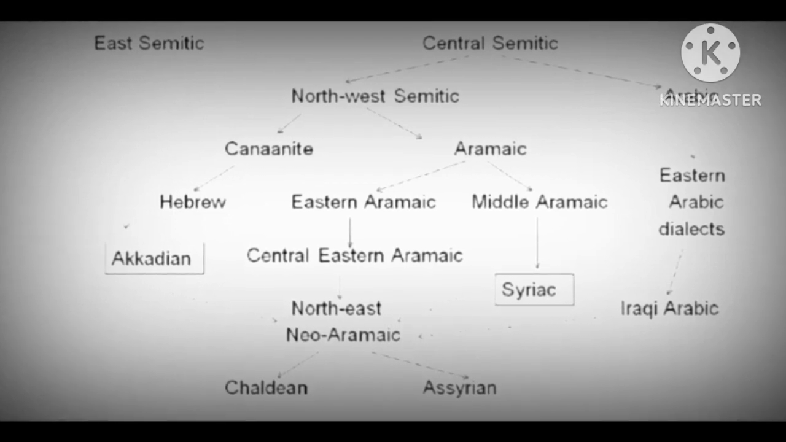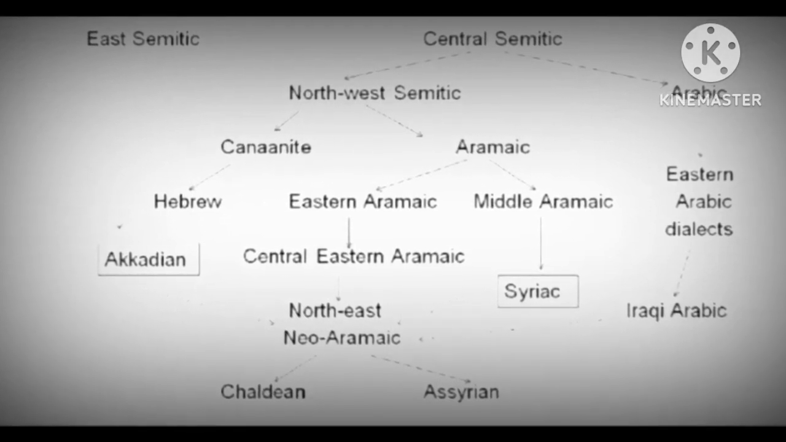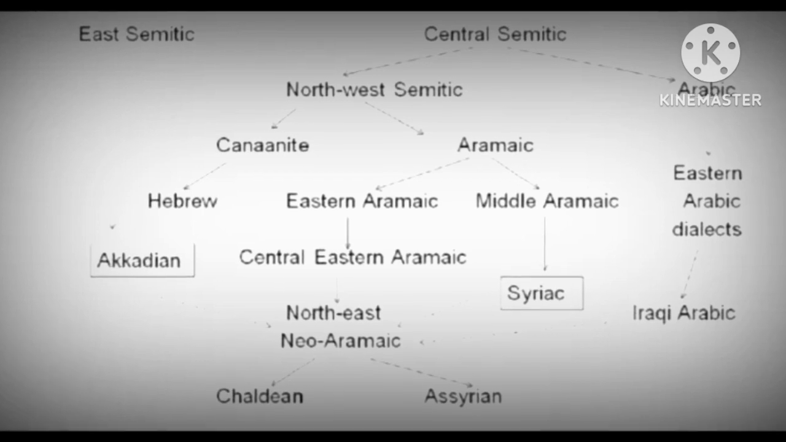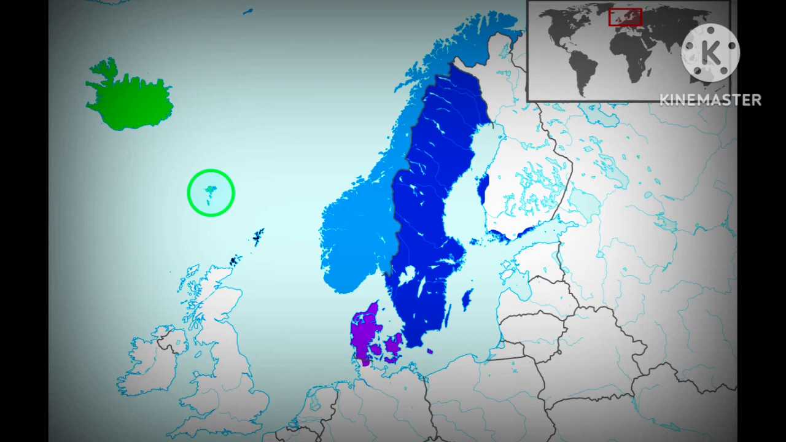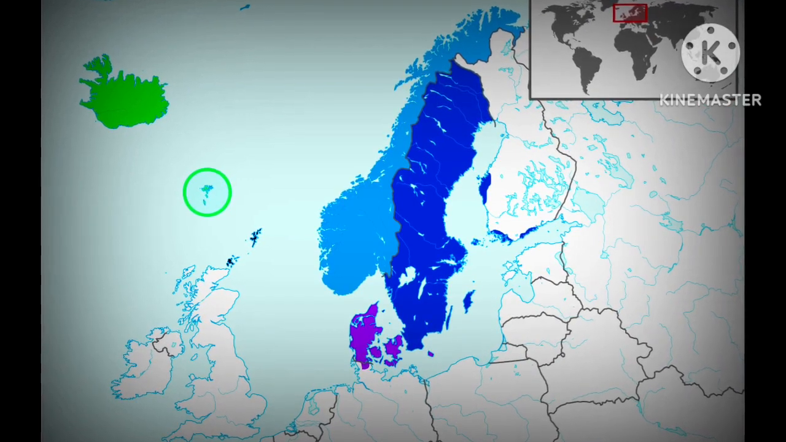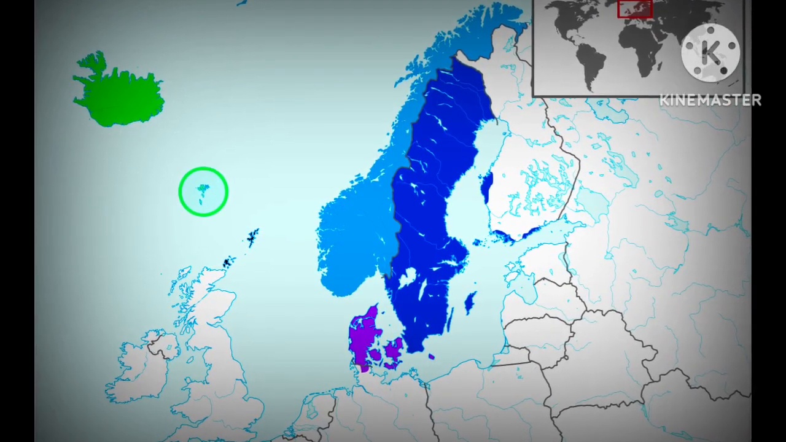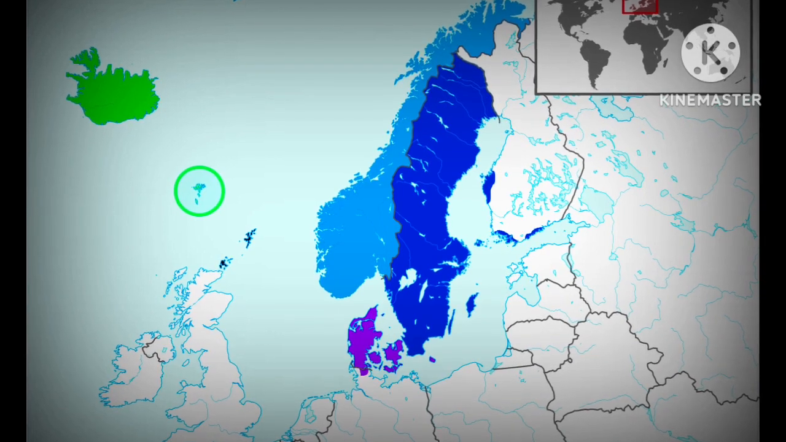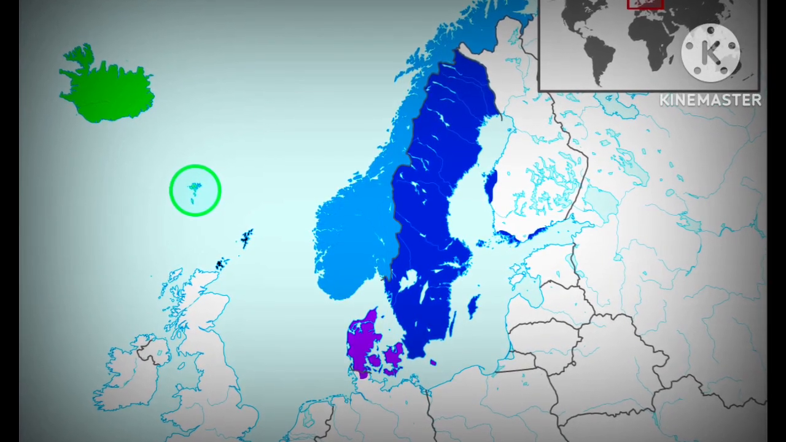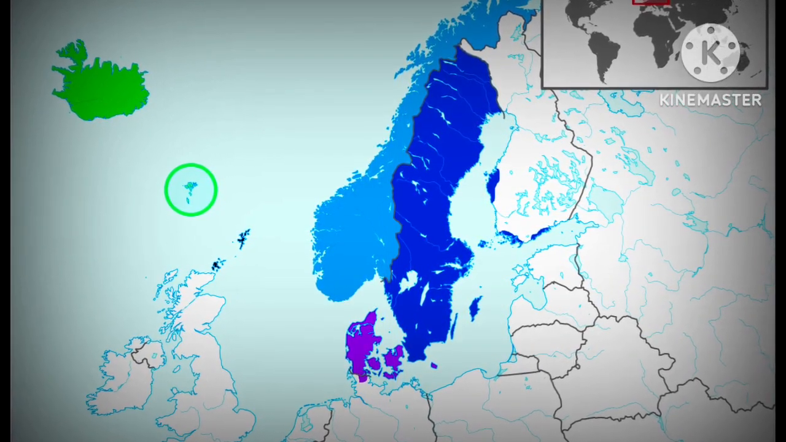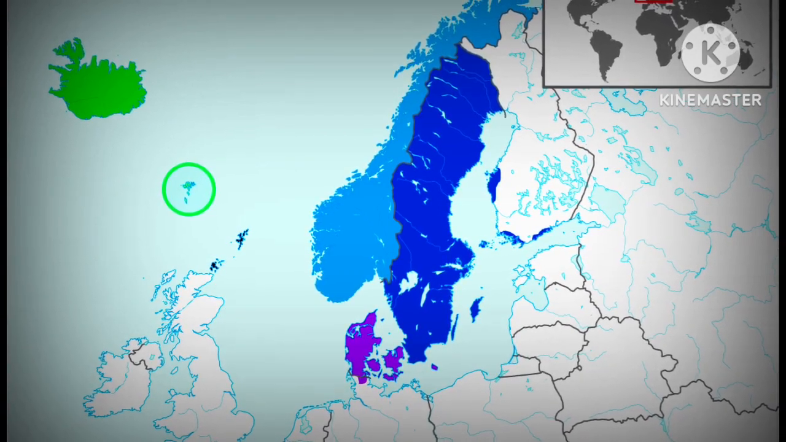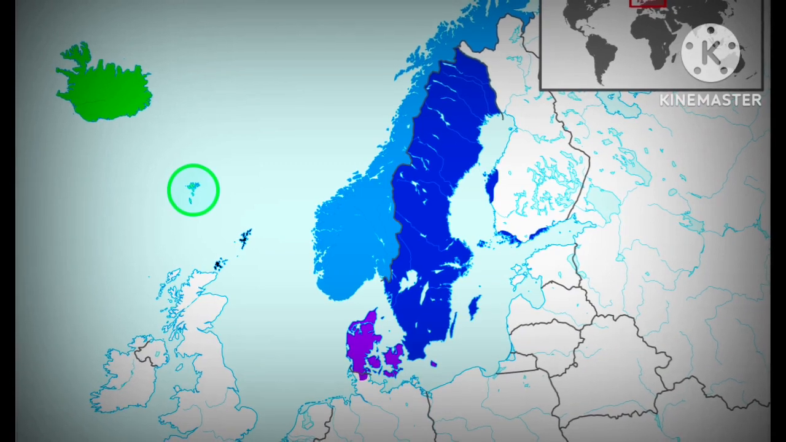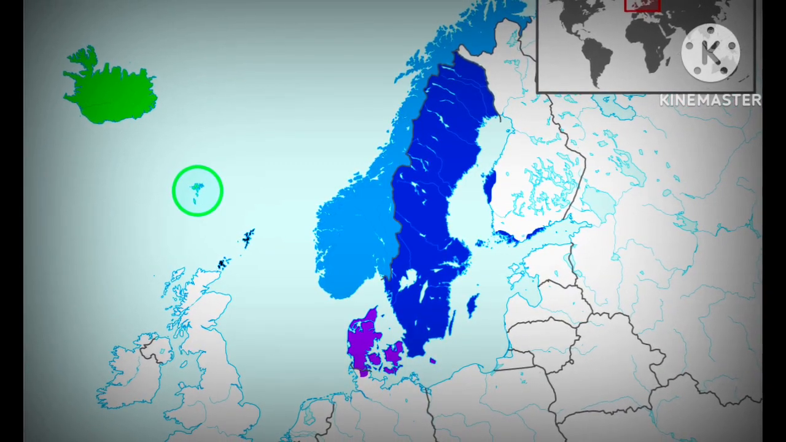There's also another instance with, I think it's Swedish and Norwegian, where, because of the dialect chain, some dialects are closer, especially by the border, to dialects of the other language than they are to dialects of their own, but they're still considered their respective languages.